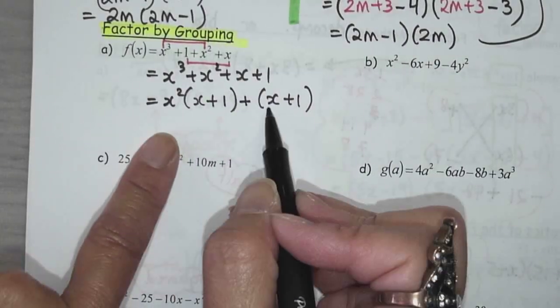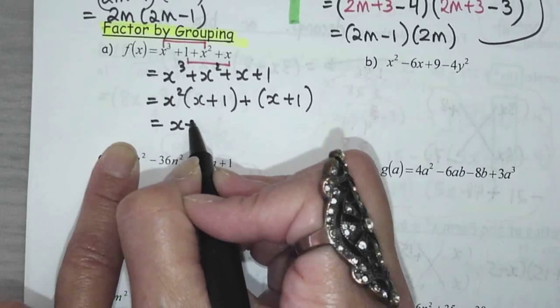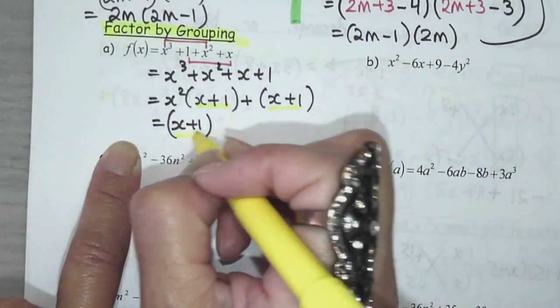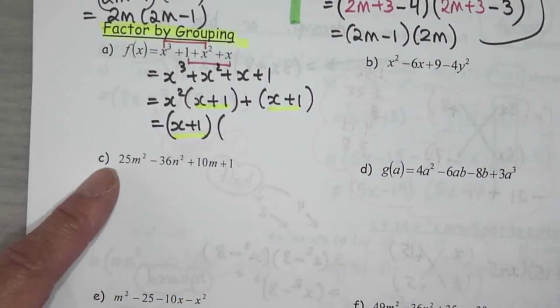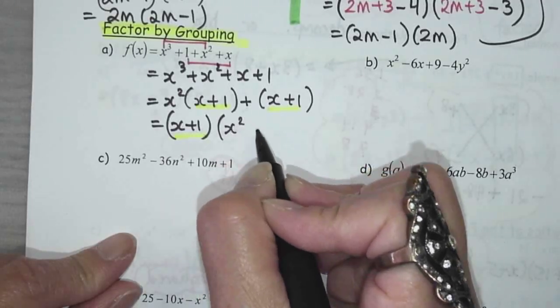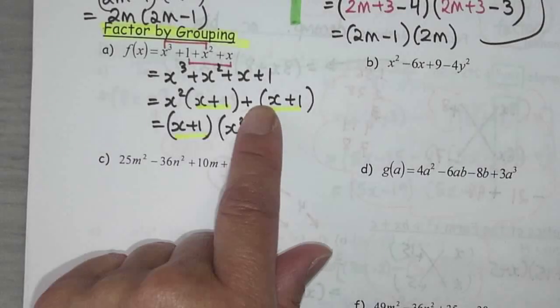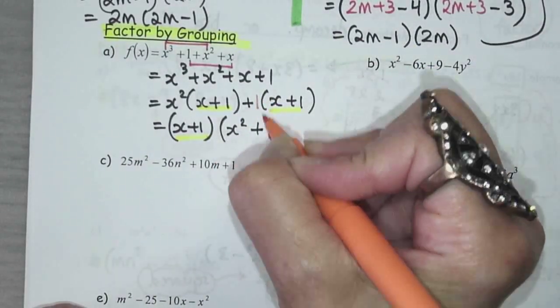Okay? So for this next one, I'm going to take out that common factor, x plus 1, write it once, and then write down what's left over. What is left over? X squared plus, what's the invisible number here? 1. Yeah, so please fill that 1 in here.